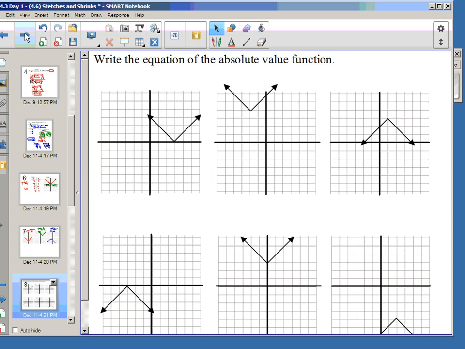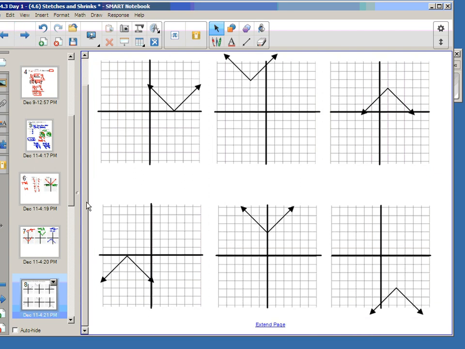For these ones, we're going to write the equations of these absolute value functions. So what I want you to do is pause the video and go through and try some of these on your own.